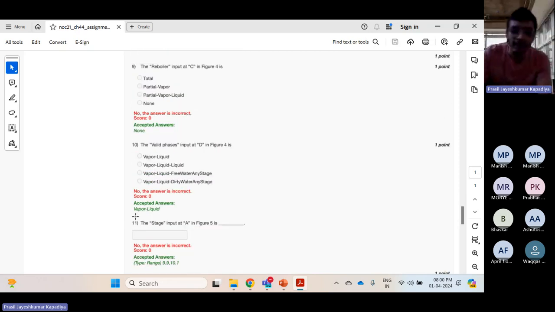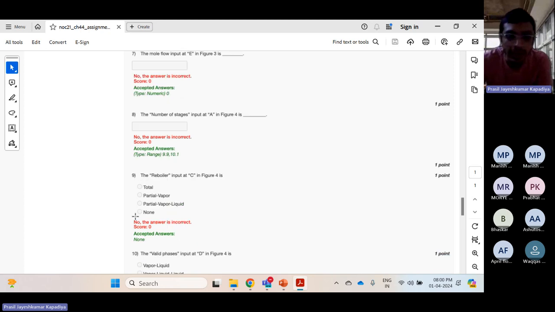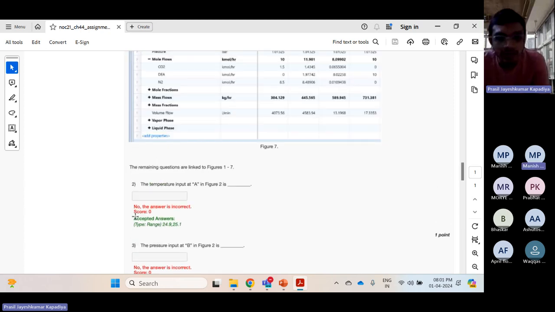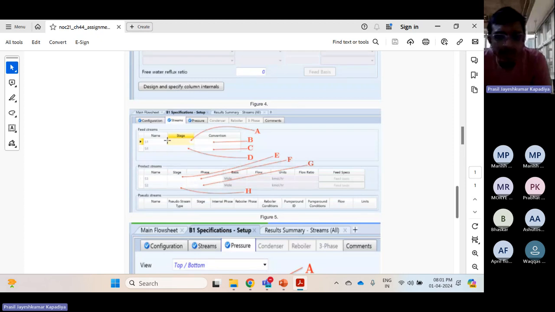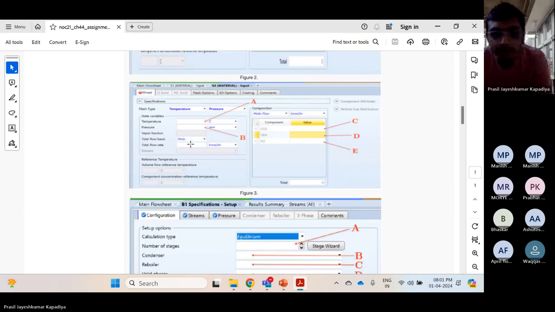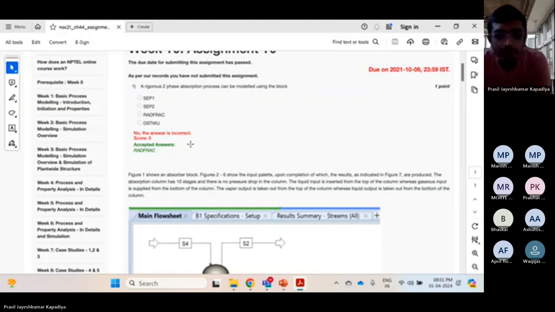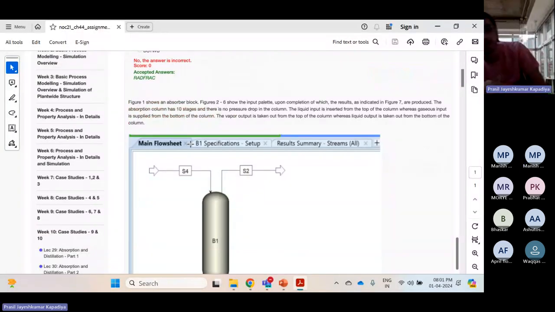Now, question number 11. The stage input at A in figure 5. So let's first go to figure 5 and stage input A. So S1, okay, what should be S1? Read the problem statement and let me know. What should be S1?